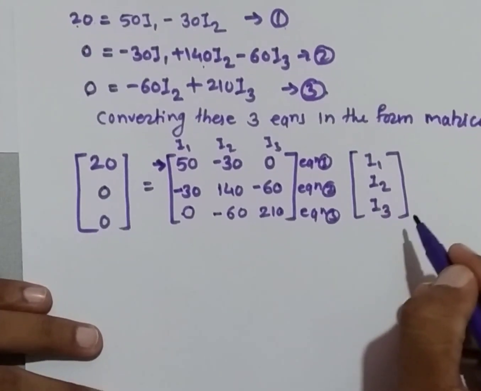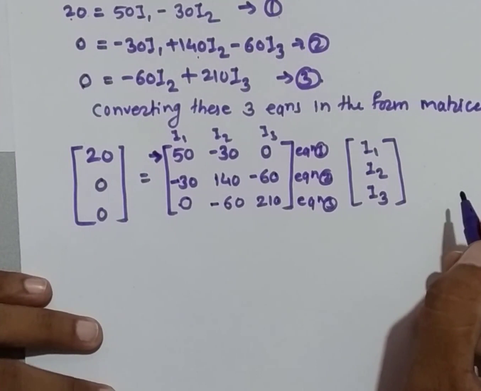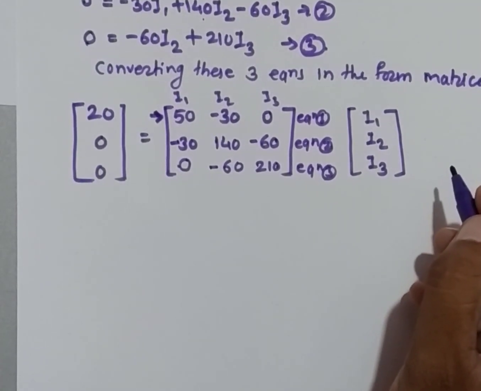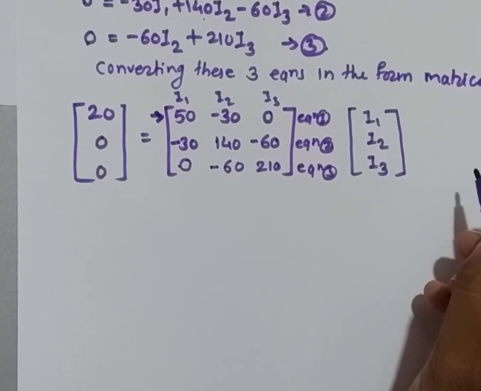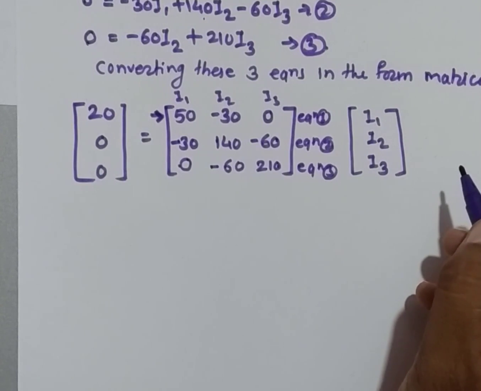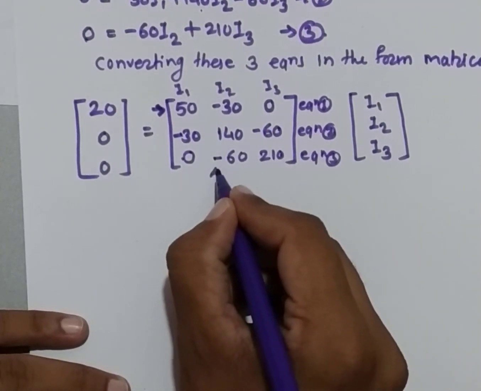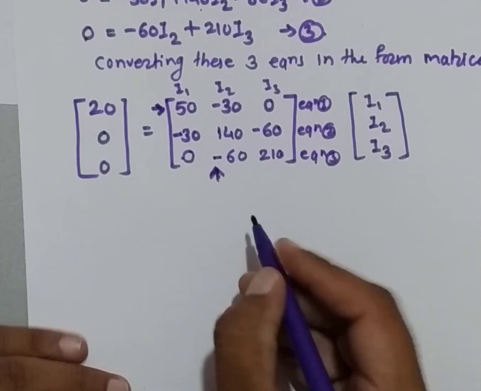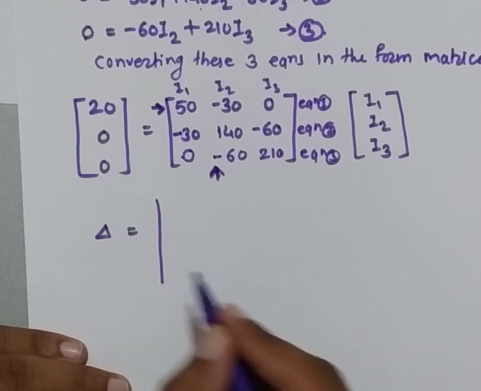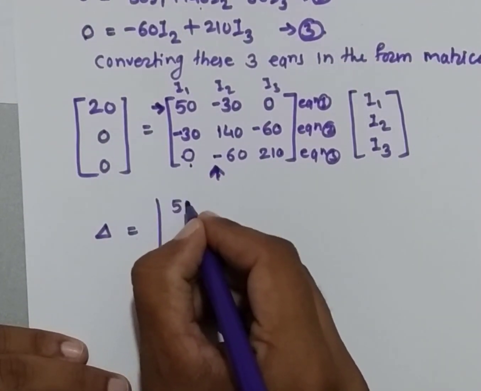So this is nothing but simply converting these three equations in the form of matrices. Why are we converting this? Because we are going to use Cramer's rule. What is that Cramer's rule? That we are going to take in the further session. Now let us find out the value of this determinant. We are going to find the determinant of this matrix. So let us write those values.